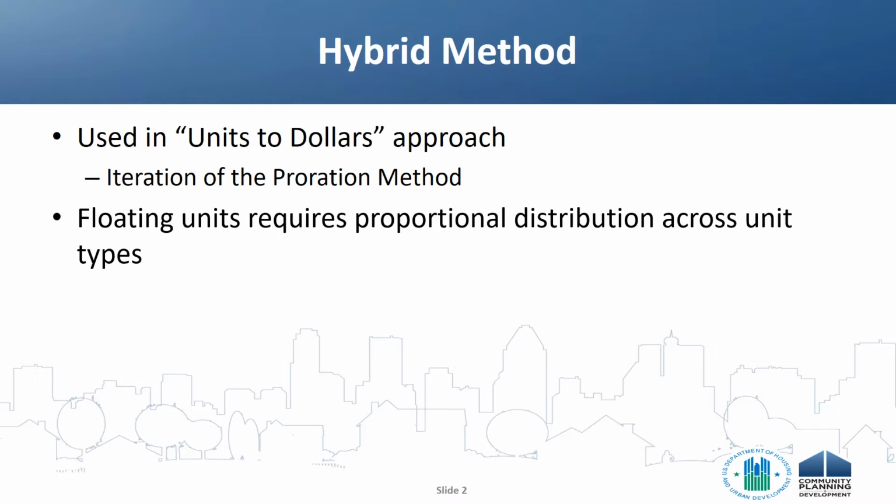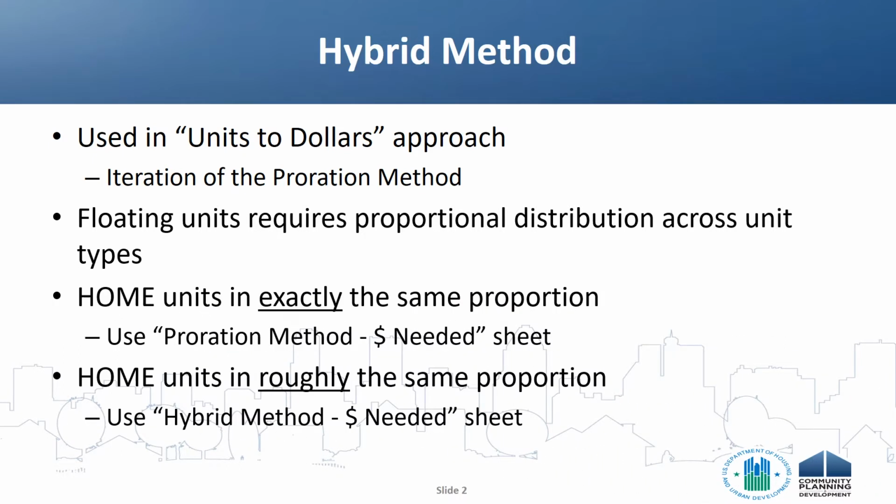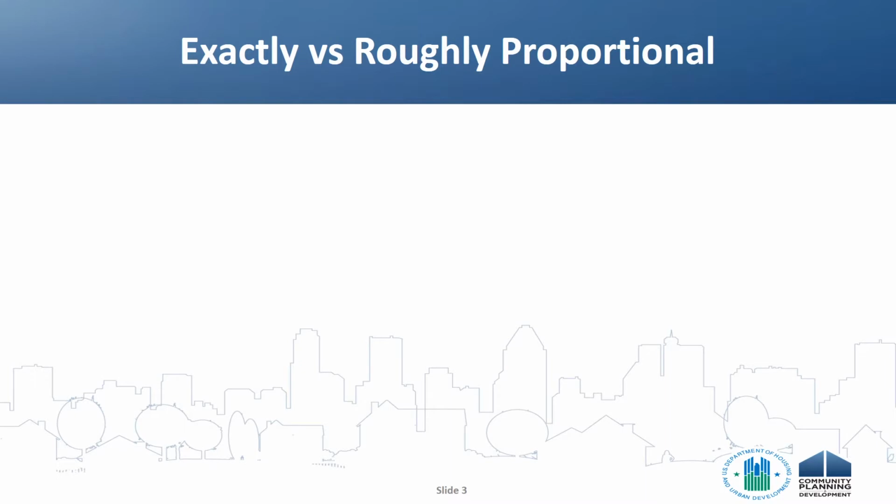When designating floating units, however, HUD requires that the home-assisted units be distributed proportionally across the unit types in the project. That's why, in the proration method, going from dollars to units, we assigned at least the home fair share to each tranche or group of units, and then rounded up to a whole number. When going the other way, from units to dollars, you can't always assign the home units in exactly the same proportion across each unit type, and that's what leads to the difference between these two spreadsheets. We can only use the proration method dollars needed sheet if the home units can be designated in exactly the same proportion to each unit type.